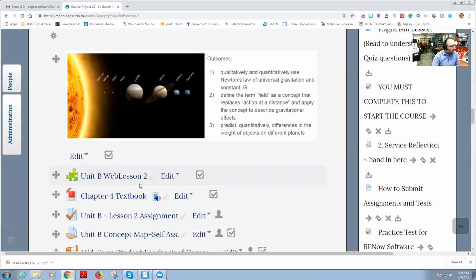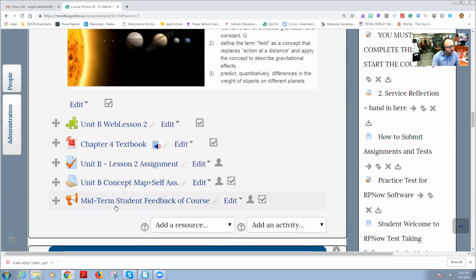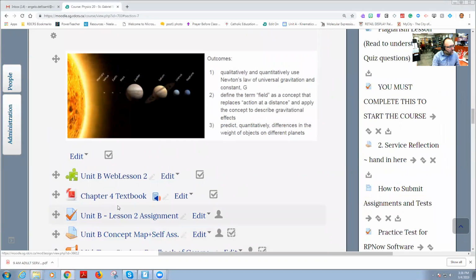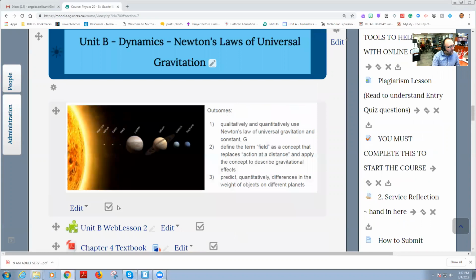To move on, you're going to have your Lesson 2 assignment, and your concept map will have to be done here too. And then there will also be midterm student feedback to help me understand what's going on in the course so far. Otherwise, let's give the opportunity to do some prior knowledge questions in this topic, and let's do them now.